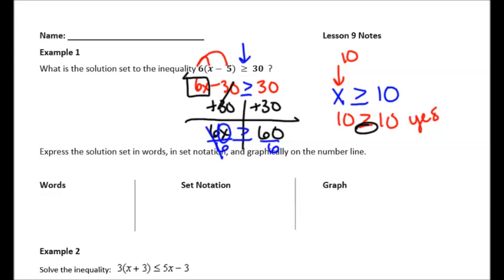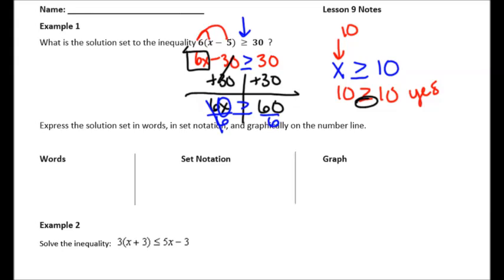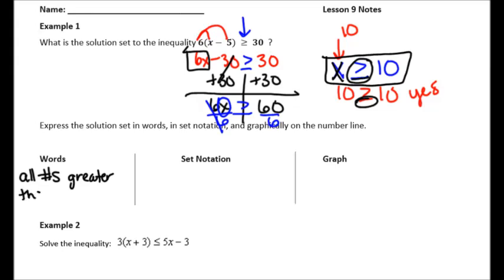All right, so if we were to express the solution set in words, set notation, and graphically on a number line, just like we did back in lesson 7, it would look something like this. In words, you would say x, right? We would take this inequality and translate. This x just stands for all numbers, or any number, so all numbers. The inequality sign is greater than or equal to. How'd you know it was equal to? Because it had a little line underneath it. Greater than or equal to. And then the number that we have is 10. That's how we would describe it in words.